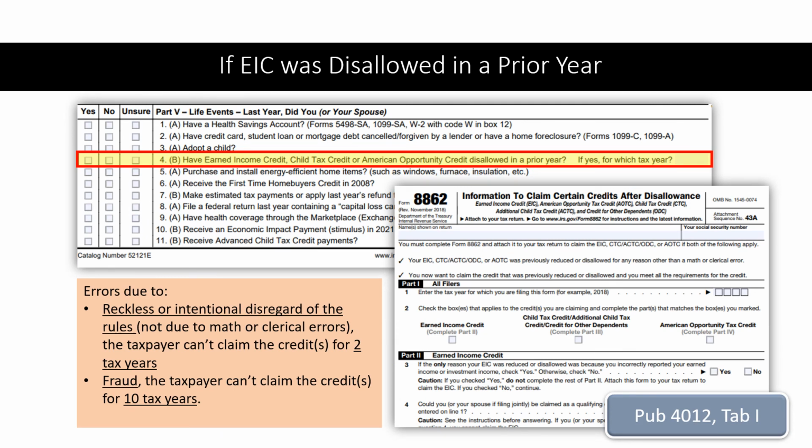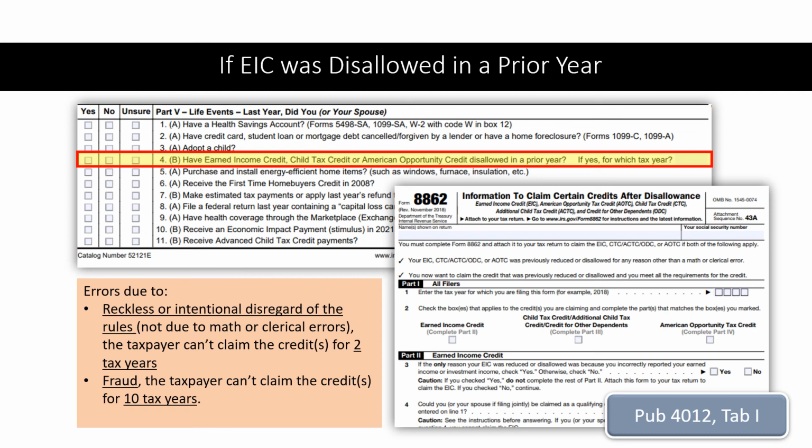Now, it is possible that earned income credit can be disallowed. So if earned income credit was disallowed in a prior year, it's really important that we are making sure that our taxpayers are getting their returns filed properly. And there's a question about this on our intake form, Form 13614-C, down in Part 5 under Life Events. Question 4 is, did you have earned income credit, child tax credit, or the American Opportunity Credit disallowed in a prior year? And if yes, for which tax year?